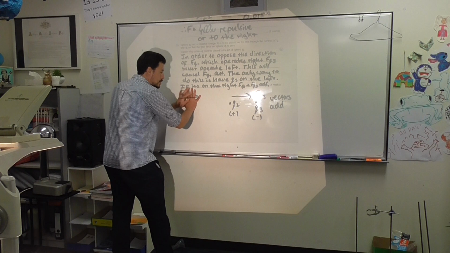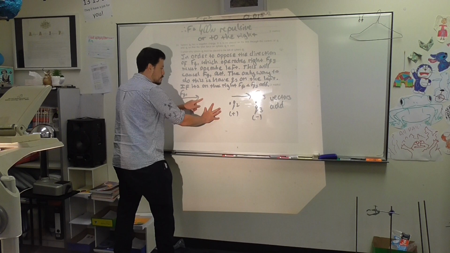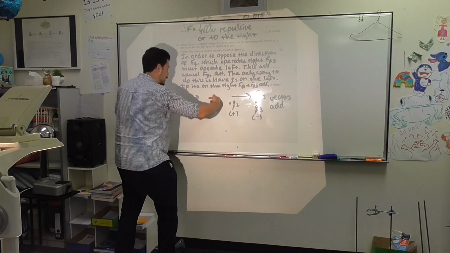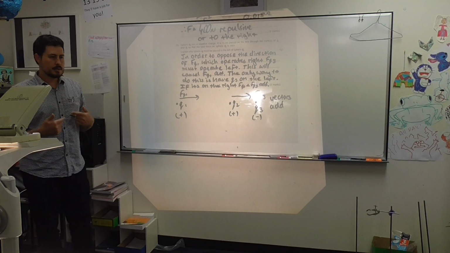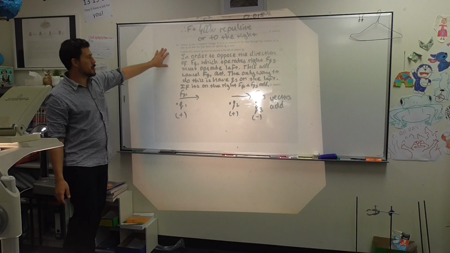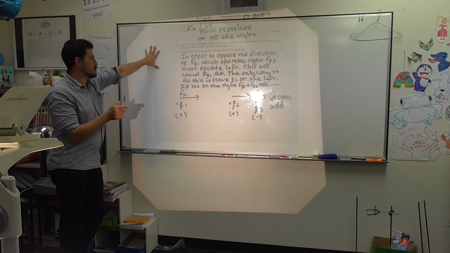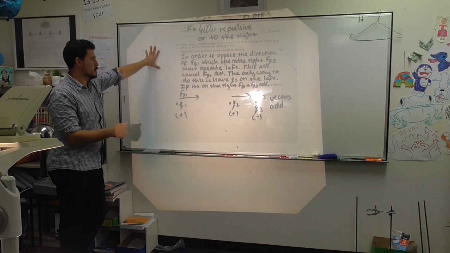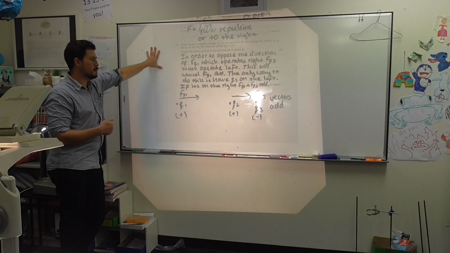If you've got Q2 being pulled to the left because Q3 is here, and then you've got Q1 pushing to the right, then you've got a left and a right, and they're going to oppose each other. And that's the only way to cancel it out. So I've written, in order to oppose the direction of force Q1, which operates to the right, force Q3 must operate to the left. This will cancel force Q1 out. The only way to do this is to have Q3 on the left. If it's on the right, force Q1 and force Q3 add.